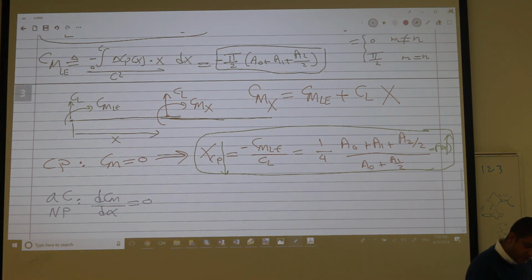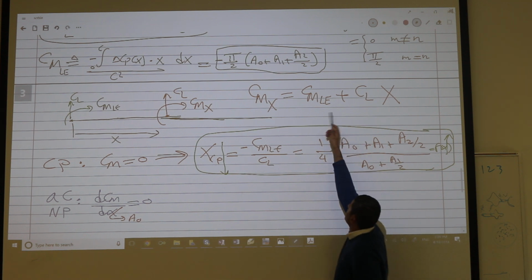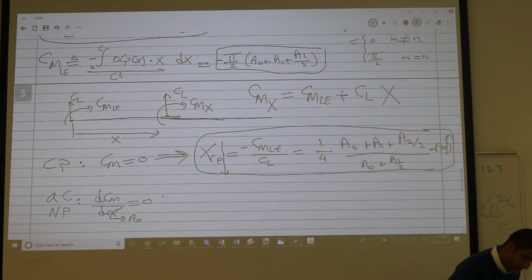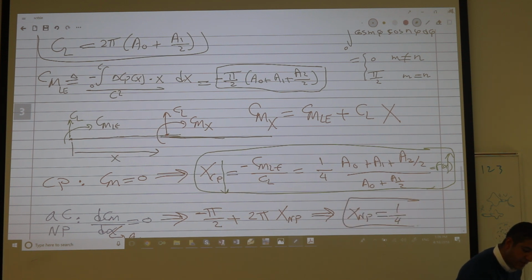So in our language here, I just told you that the angle of attack dependence goes through A naught, right? So from this equation, differentiate with respect to A naught and equate to 0. The derivative of this with respect to A naught is negative pi over 2. This is very easy. And the derivative of this with respect to A naught is 2 pi. You get immediately that x of the neutral point is the quarter chord for any camber. It doesn't depend on the angle of attack, doesn't depend on anything.